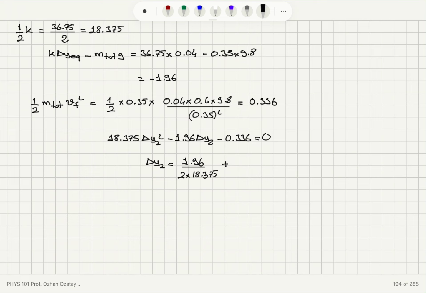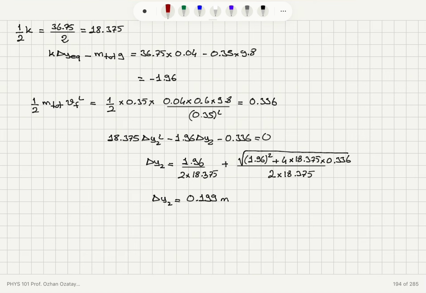The negative stretch is unphysical. So we can obtain b square, 1.96 square, minus 4ac, plus 4 times 18.375 times 0.336, square root of b square minus 4ac, divided by 2a, 2 times 18.375, and the final answer we obtain is 0.199 meters, so it's approximately 0.2 meters of additional stretch from the equilibrium position.